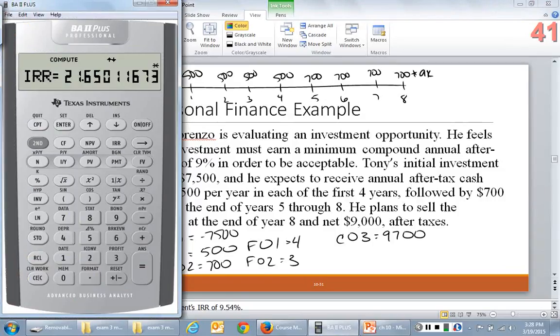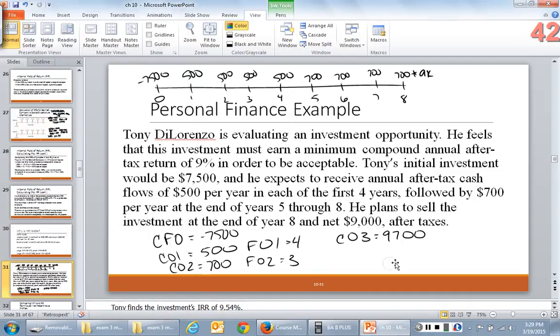So if we use the IRR, push your cash flow, clear it out, 7,500 negative, enter, down. Cash flow at time period 1 is 500 with a frequency of 4. Cash flow at time period 2 is 700 with a frequency of 3. And the third cash flow is 9,700. Enter. So push IRR and compute, and you get 9.54%. So because the 9.54%, the internal rate of return, is greater than the 9% he requires, you would accept the project.